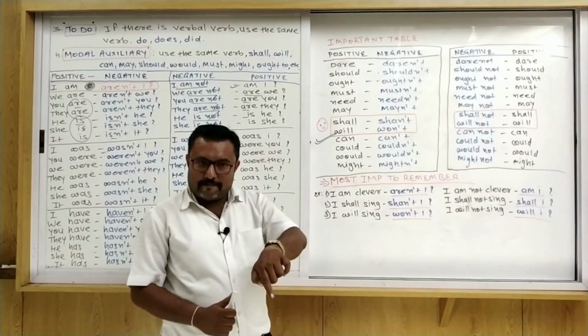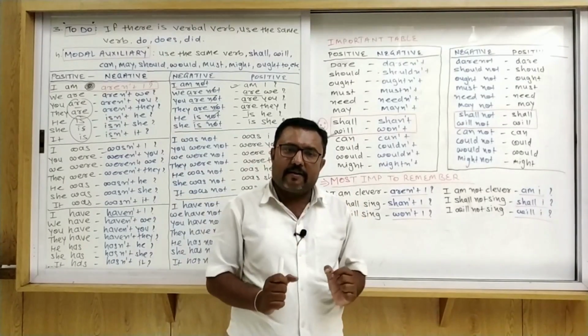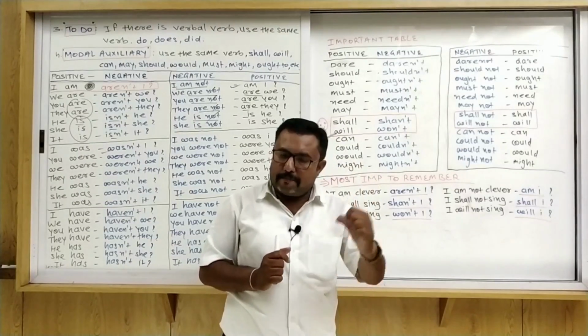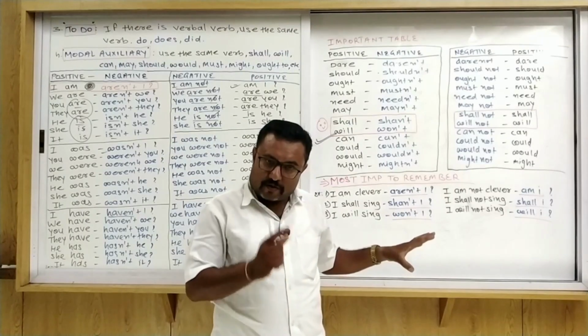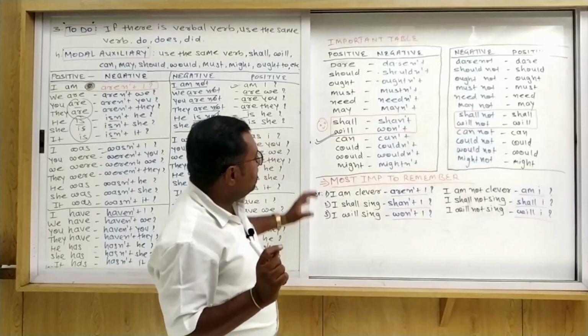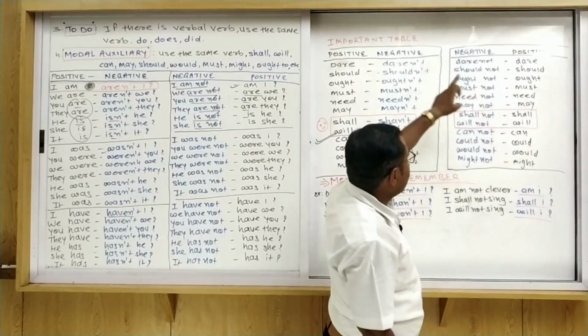Shan't I? Okay. I will play cricket. So will I not? Won't I? But suppose this sentence is negative. I will not play cricket. So will I? Don't say won't I. Okay, the same thing. If the sentence is negative, then you write it down positive.